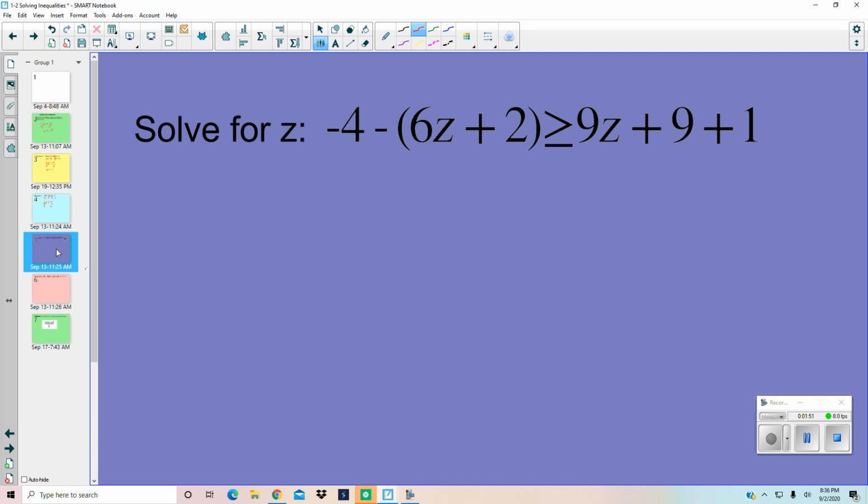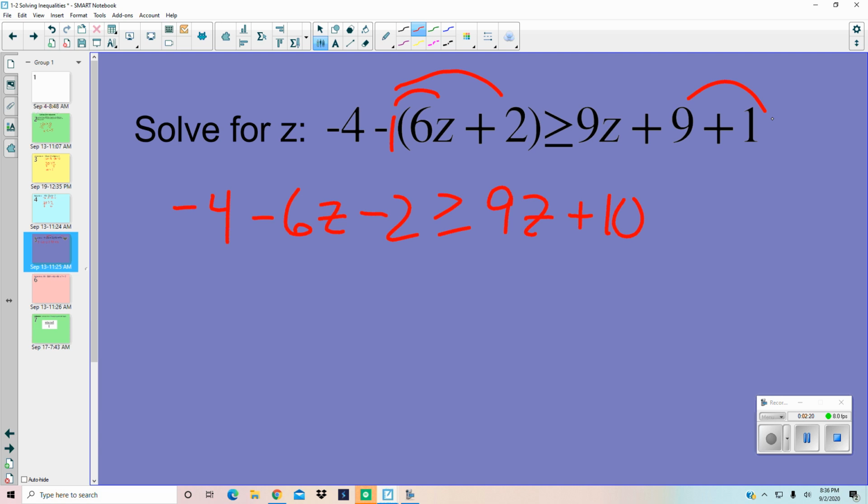Okay, they're going to get a little more complicated, and you're going to have parentheses and then have to decide, what do I do first? When I look on the left-hand side of the inequality, I can see that there's a negative 1 in front of the parentheses. So I'm going to want to distribute that negative 1, making it negative 6z minus 2 greater than or equal to. Then I have 9z on the right side, and then I'm going to add the 9 and the 1 together.